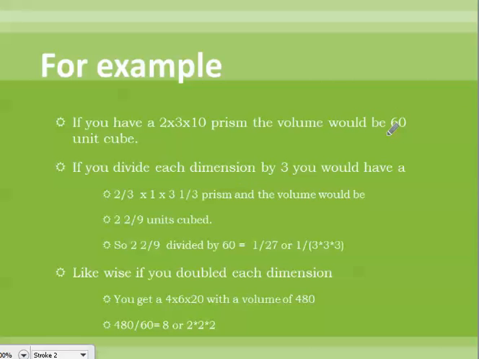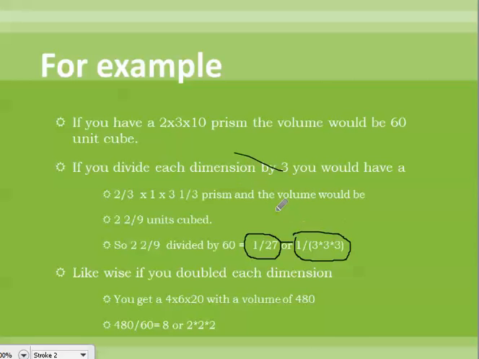But if I took each one of these dimensions and I divided them by 3, making them 1/3 their normal size, that'd be 2/3 units long and 1 unit deep and 3 1/3 units high. Then the volume would be 2 2/9 units cubed. I mean, you can multiply it out and you'll get 2 2/9. If I divided 2 2/9 by 60, I get 1 over 27. This ratio is kind of important because it is actually 1 divided by 3 times 3 times 3.